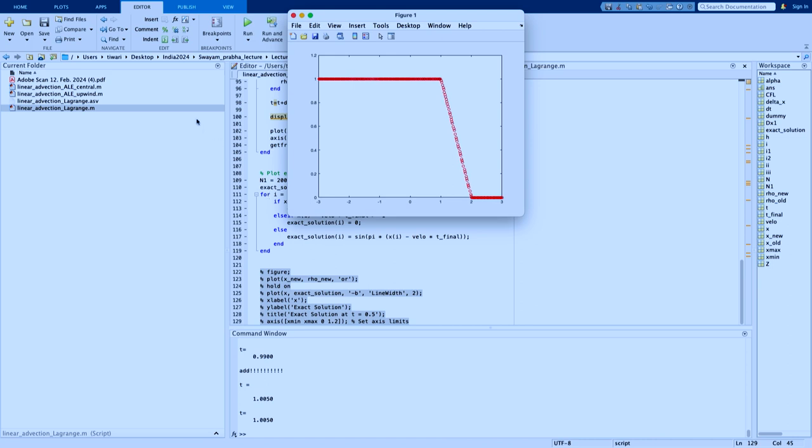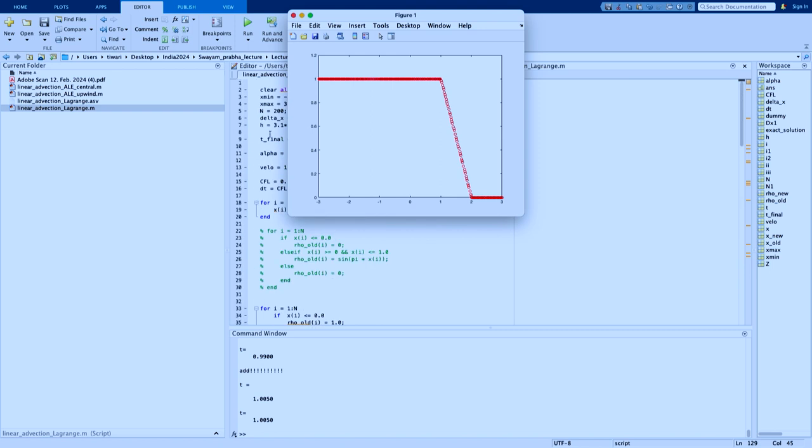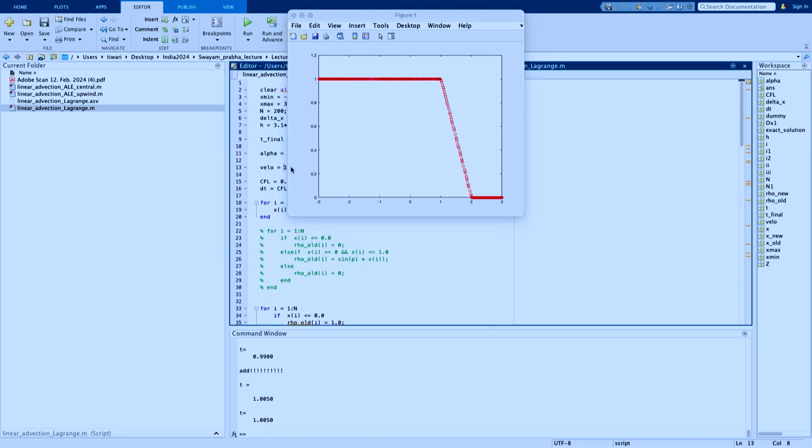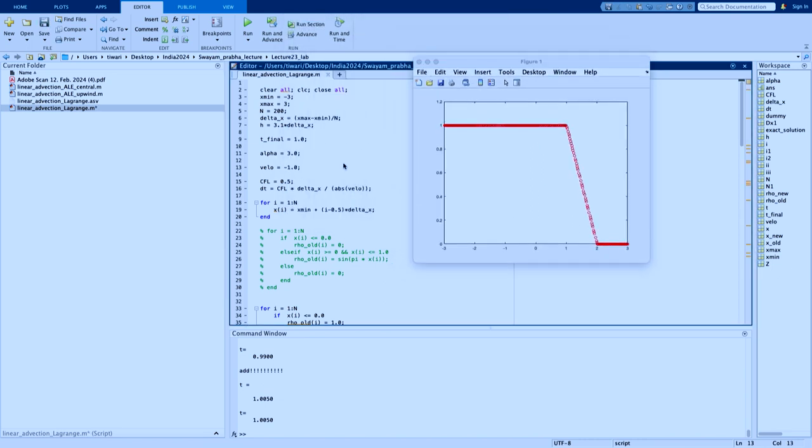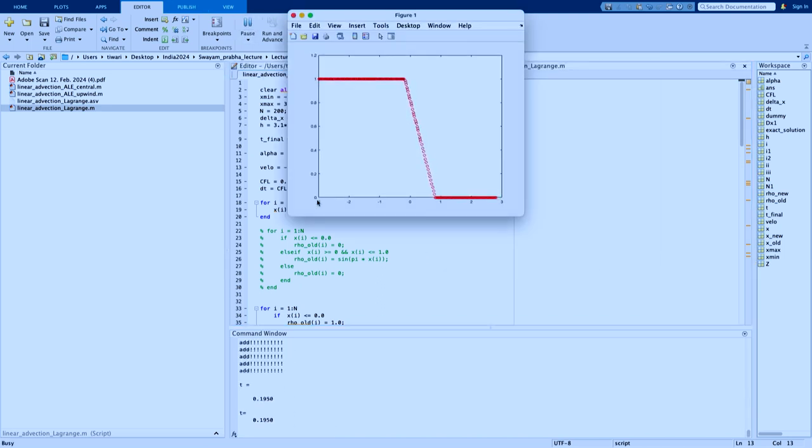It doesn't change. If I give another value here, if I give the velocity equal to minus 1, yeah, if I give the negative velocity, then it should move to the left. Yeah, so the linear profile moves to the left. So here, there is not much effort needed to do that.